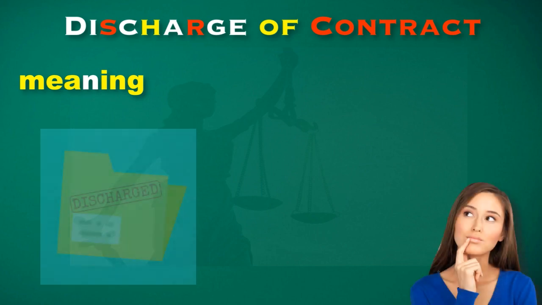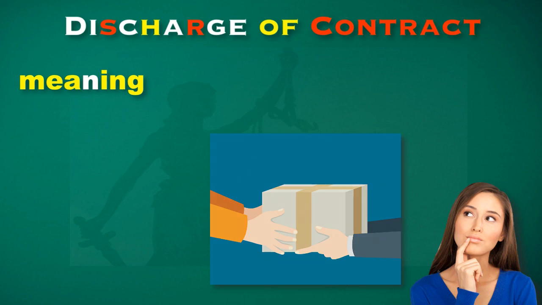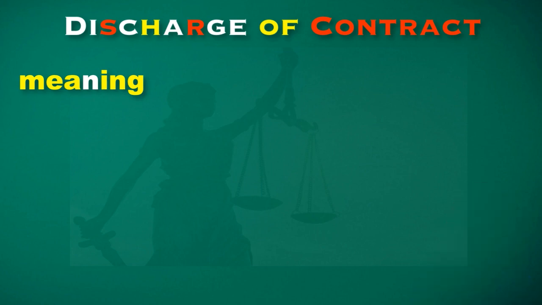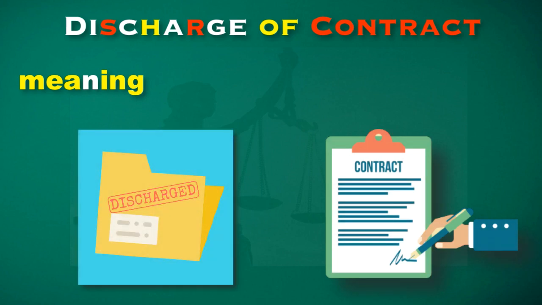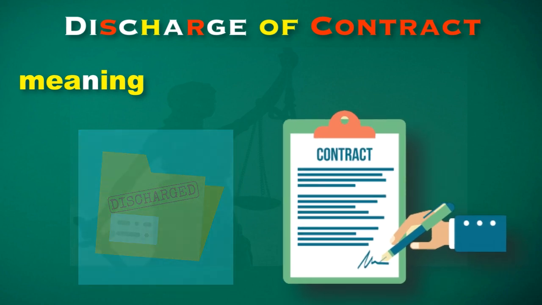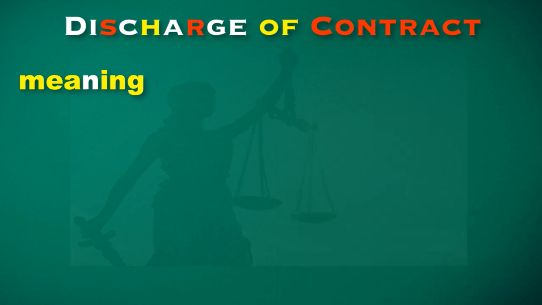The literal meaning of discharge is delivery, to perform a certain act that is assigned. There are different meanings of discharge depending upon the situation. In reference to contract, discharge means performance of the obligation that is created through the contract.